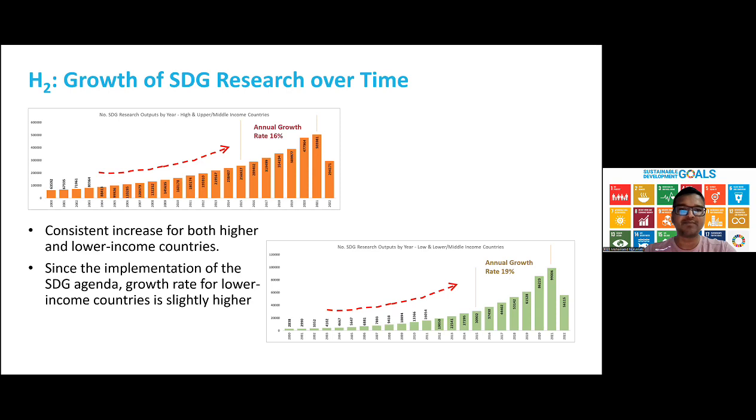So, growth of SDG research over time: we can see the number of SDG research outputs in high and upper middle income countries, the annual growth rate is 16%. For the low and lower middle income countries, we see the annual growth rate is around 19%. So since the implementation of the SDG agenda, the growth rate for low and lower income countries is becoming slightly higher.